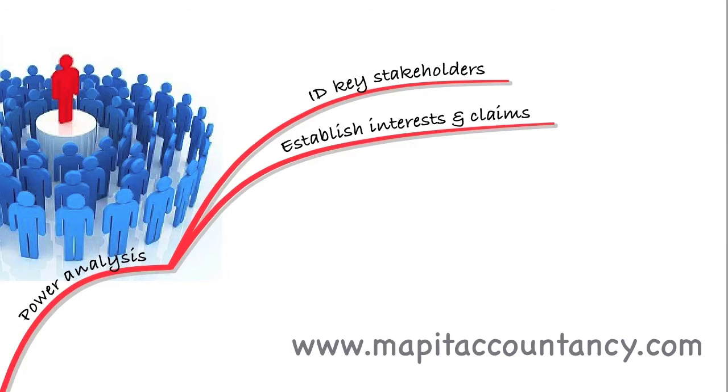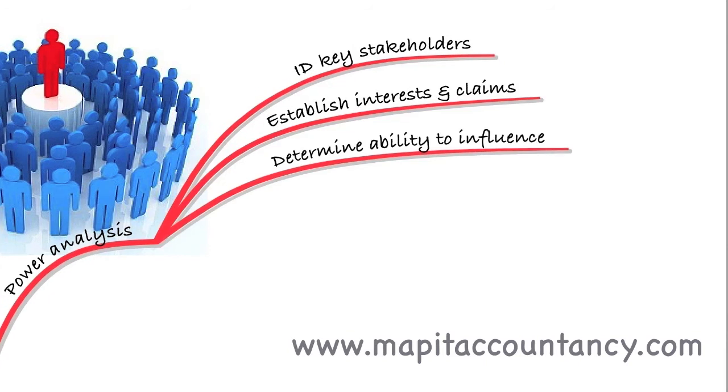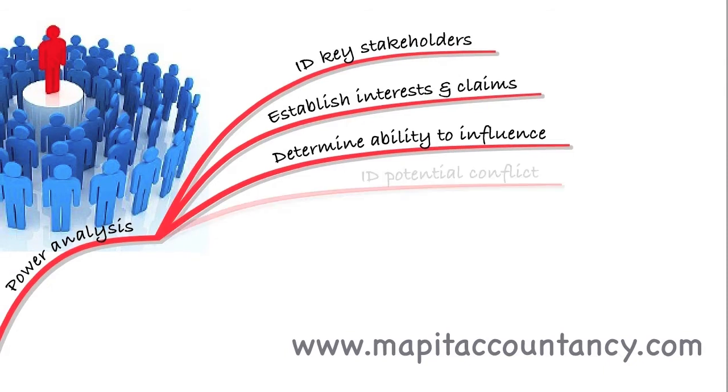So establish the interest and decide what claims they have within the business. Determine then their ability to influence the business. Are they powerful? What can they do if you decide not to do what they want? So determine their ability to influence the business to actually determine what happens within our business.